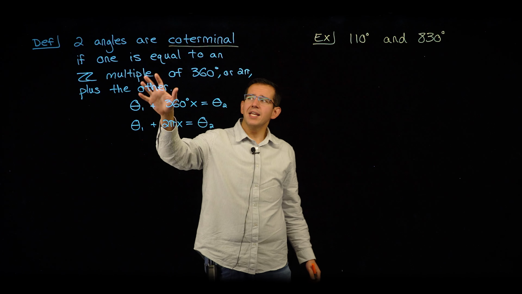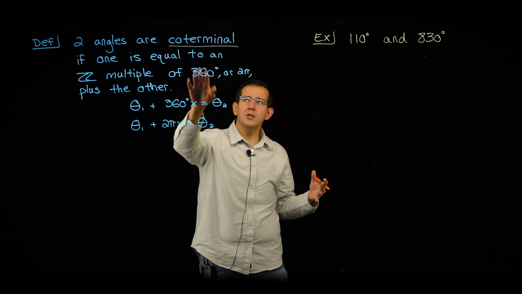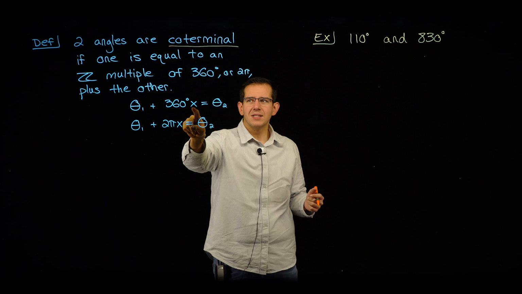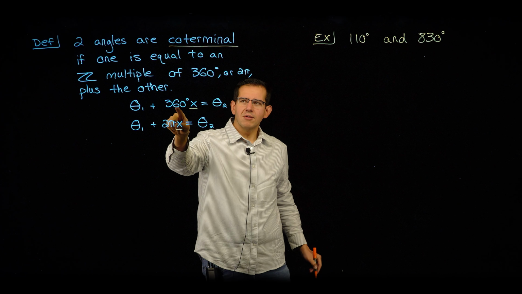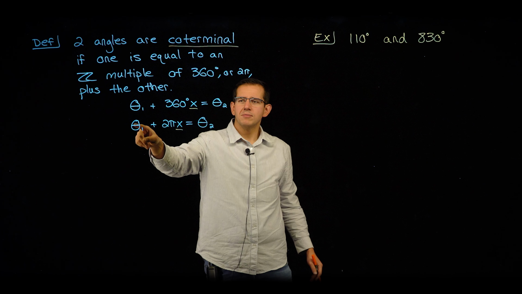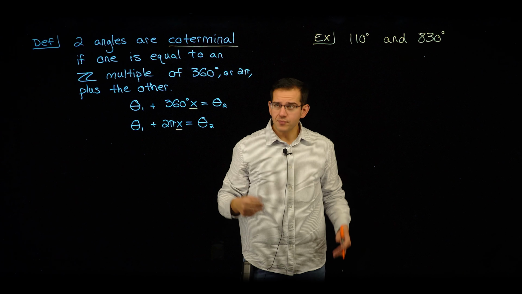So no fractions or decimals. So if you can find any whole number or negative whole number, which is our x in this case, and you can multiply that to 360 or 2 pi and add it to one of the angles, it will equal the other angle.